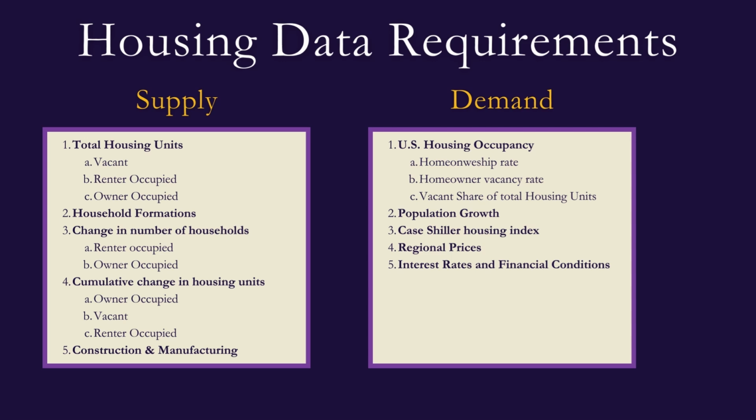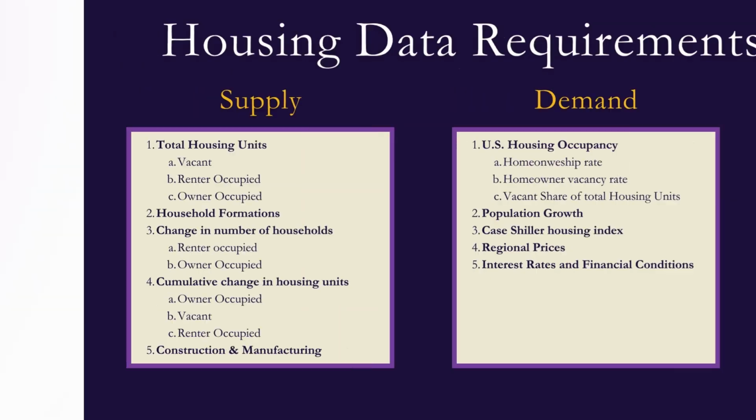Over here with supply, of course, we have housing units, number of households, the change in all those, construction, manufacturing, and raw materials. And on the demand side of things, we're going to focus on occupancy, population growth, household formations. We'll look at the Case-Shiller Housing Index, and then we'll look at regional prices as well, because housing is often very localized. And finally, we'll look at the financing side of things with interest rates and financial conditions.